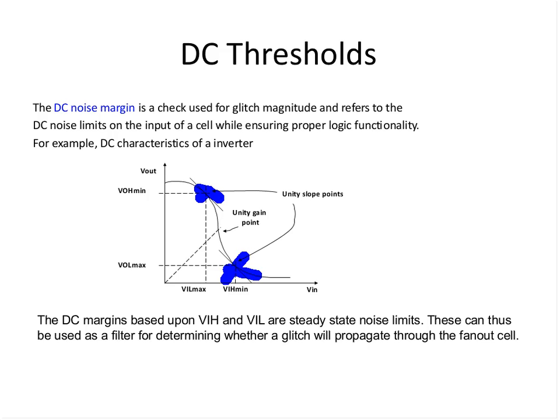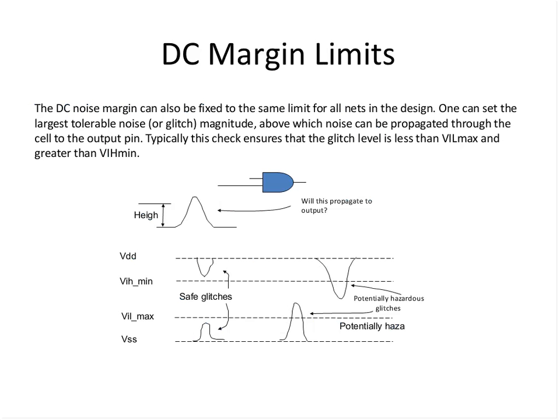Now two things are important here: one is VIL max, another is VIH min. So DC margins based on VIH and VIL are steady state noise limits. These can be used to determine whether a glitch can propagate to the fan out cell or not. Let us see. On the lower side, any voltage that is greater than VIH min can cause a glitch to propagate. On the higher side, if it is lower than VOH min, it can cause a glitch to propagate. So DC noise margin can also be fixed to the same limit for all nets of the design.